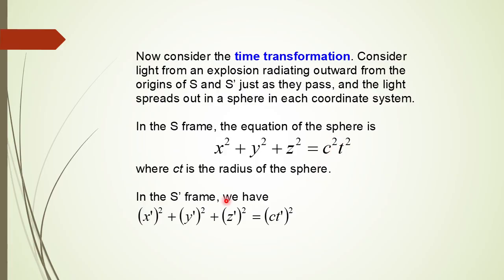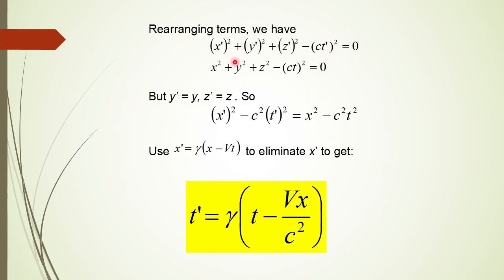Now, if we want to have the S prime frame, we will just get x prime squared, y prime squared, z prime squared, and c squared t prime squared, to get the same radius. Now we'll rearrange the items on the left hand side equal to 0, and we'll equate the y-axis coordinates. So y prime is y and z prime is z, and what we are left with is the x and the t coordinates. Right, so the x coordinates, don't forget we have our transformation that we already did earlier. So we can transform the x prime frame to the x frame and eliminate x prime.